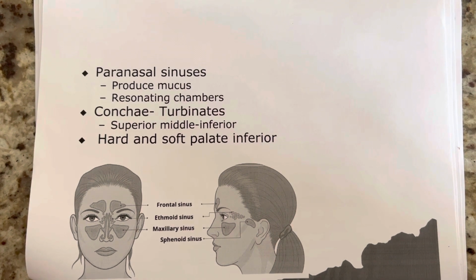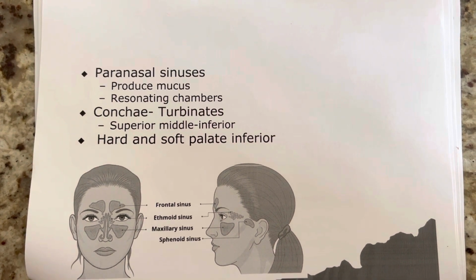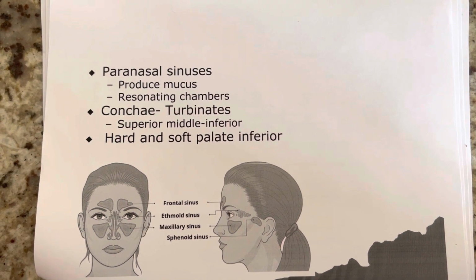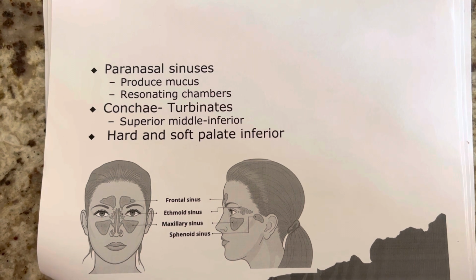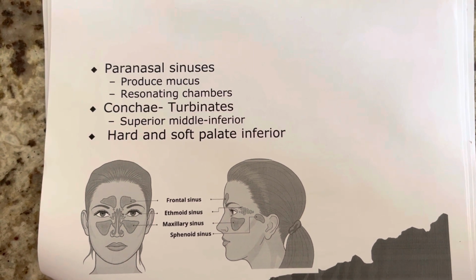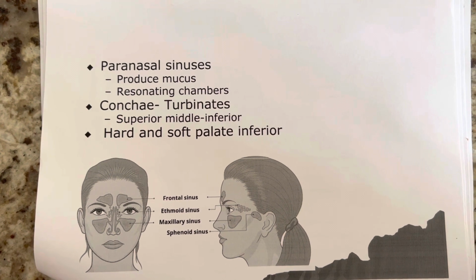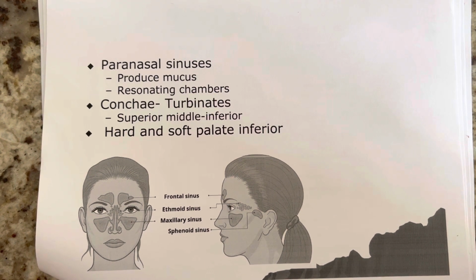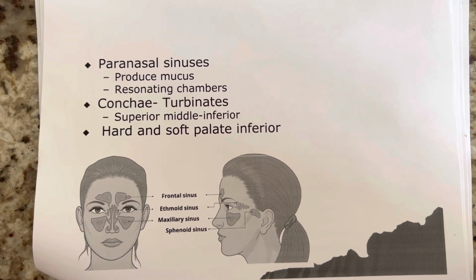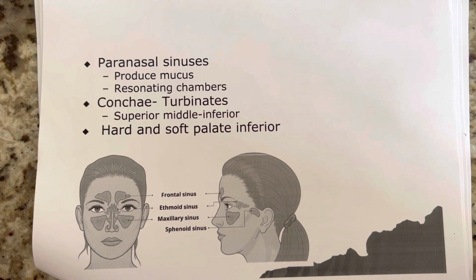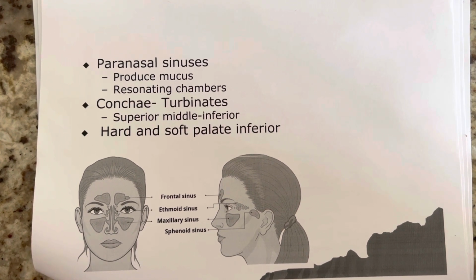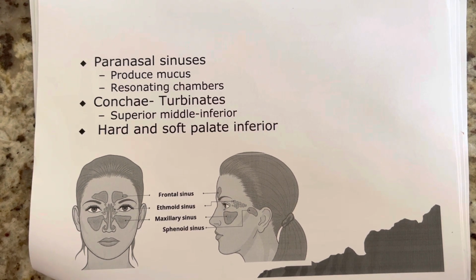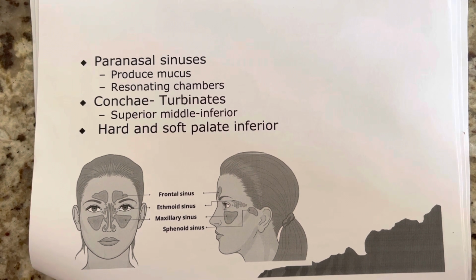This is the paranasal sinus. The paranasal sinuses produce mucus and act as resonating chambers. Conchae, turbinates: superior, middle, inferior. Hard and soft plate, inferior. Paranasal sinuses produce mucus, resonating chambers. Conchae turbinates, superior, middle, inferior, hard and soft plate, inferior.